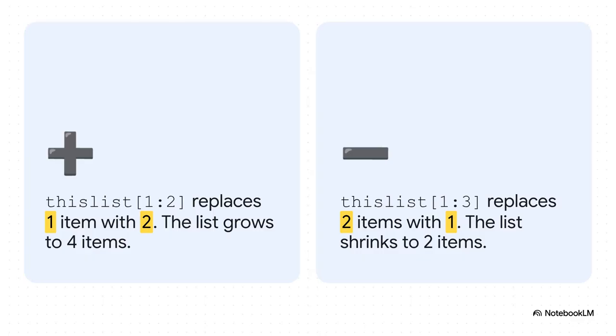Okay, let's break this down side by side. Over on the left, we're targeting just one item, banana, but we're replacing it with 2 new fruits. You can almost picture the list having to stretch itself out to make room, right? It grows from 3 items to 4. Now on the right, we're doing the exact opposite. We're grabbing 2 items, banana and cherry, and replacing both of them with just 1 new fruit. The list automatically just contracts, shrinking down to only 2 items.